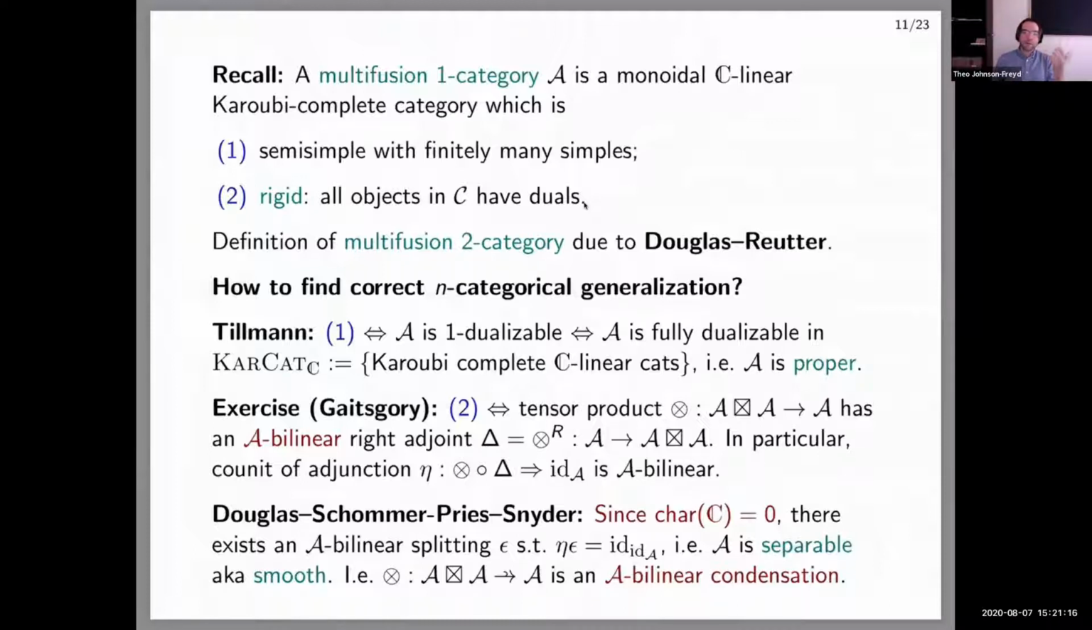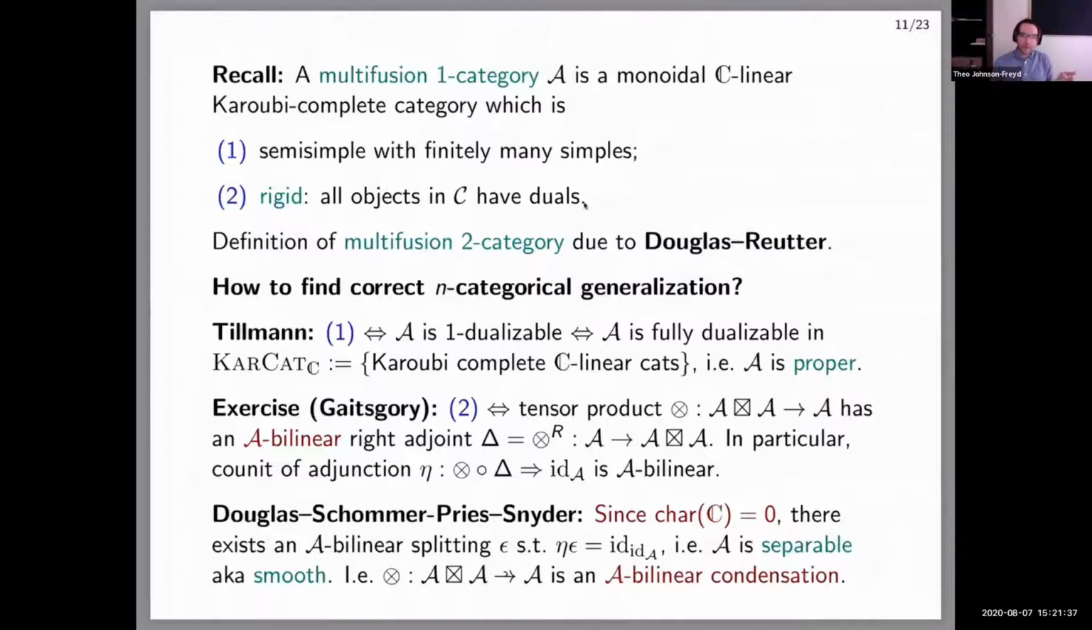I'm going to call a one category with these properties proper, but you could call it finite dimensional or fully dualizable or whatever you want. So that's the first rewriting: I can rewrite number one in terms of dualizability information. So for rewrite number two, I need to say something about categories with duals.